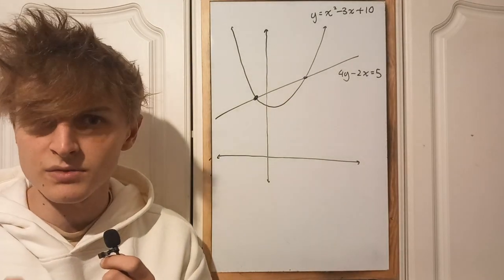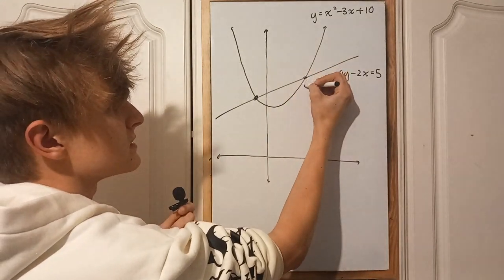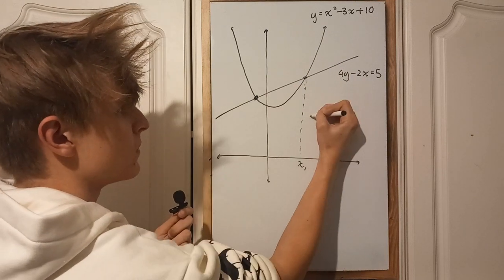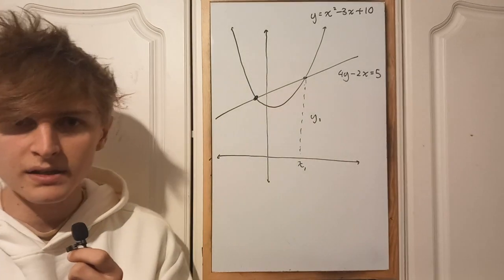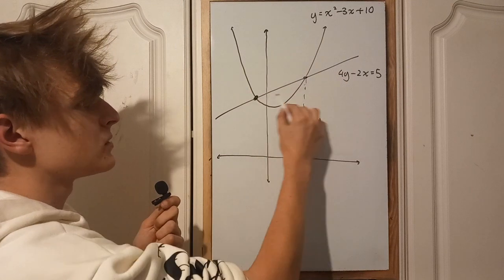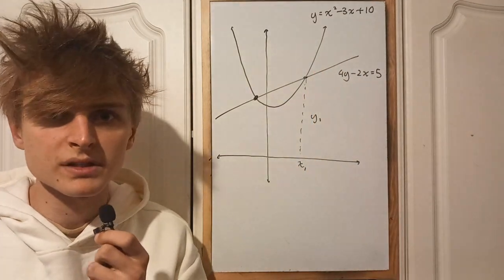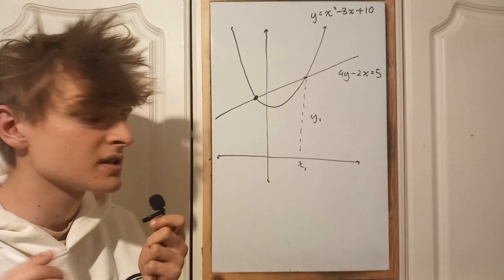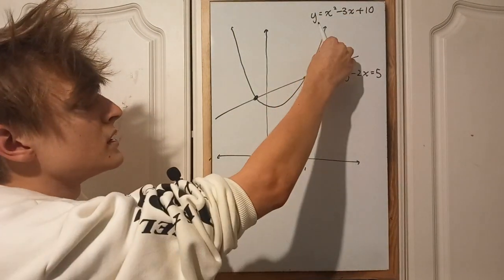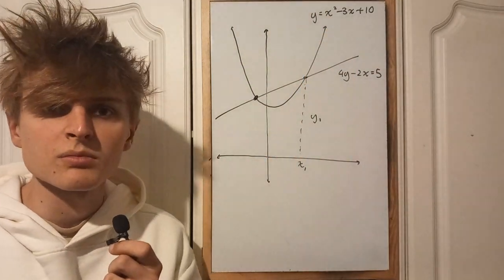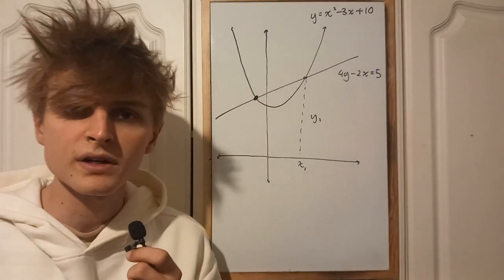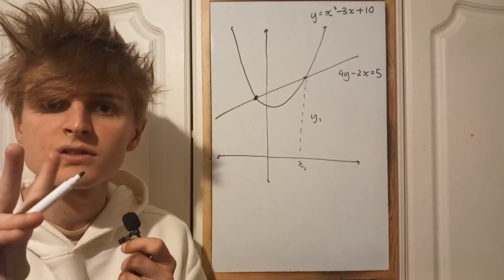Now, how can we use those two equations to figure out the intersection points? Well, if you're clever, here's something you'll realize. Let's say that this intersection point here, I'll draw a little dotted line, has x coordinate x1 and y coordinate y1. Now, the key thing to notice here is that this point is contained on the line and also on the parabola here, because otherwise it wouldn't be an intersection point, right? So that means that its x and y coordinates satisfy both of these equations, i.e. y1 has to equal x1 squared minus 3x1 plus 10, and also 4 times y1 minus 2 times x1 must equal 5. Okay, so now we've got two equations and two unknowns to work with.